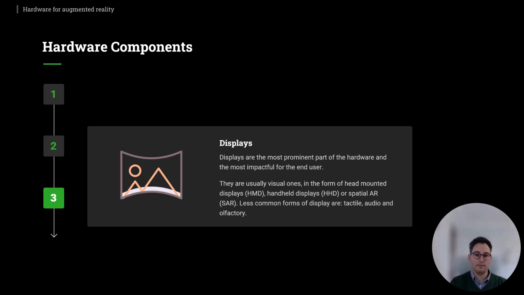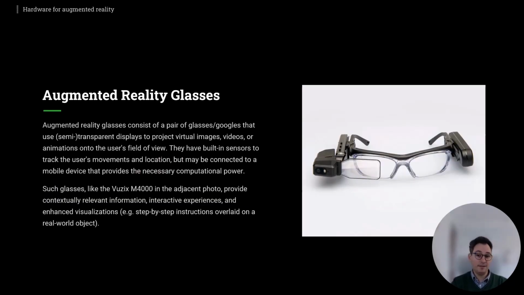Let's see some examples of head-mounted displays, the augmented reality glasses. They consist of a pair of glasses that use transparent or semi-transparent displays to project virtual images, videos, or animations onto the user's field of view. They have sensors that are built in to track the user's movements and location, but they may be connected to a mobile device that provides the necessary computational power. Take a look at the Vuzix M4000 in the photo.